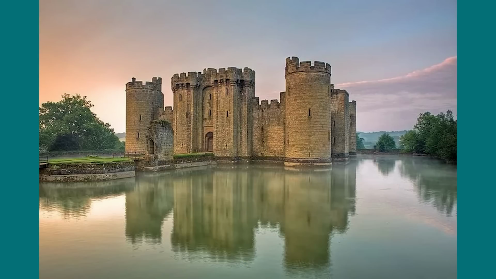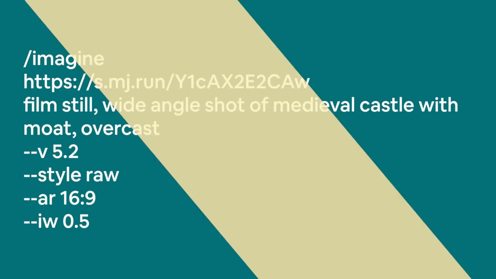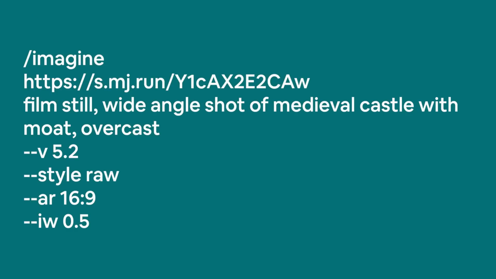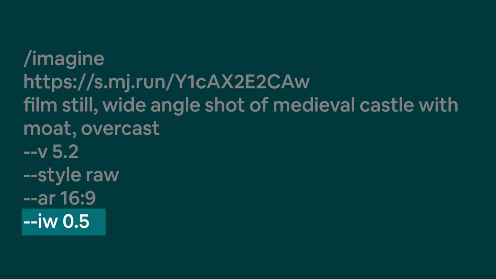So I decided to use an image reference in order to frame my subject the way I want it to look. And here's the reference image that I found on the web that I'll be using for this. I chose this one because it had just the right angle that I needed, and then I simply added my original text prompt. Imagine, and then begins with the image reference, and then film still, wide angle shot of medieval castle with moat, overcast. I limited the image weight to 0.5 because otherwise most of the images would rarely contain a bridge.